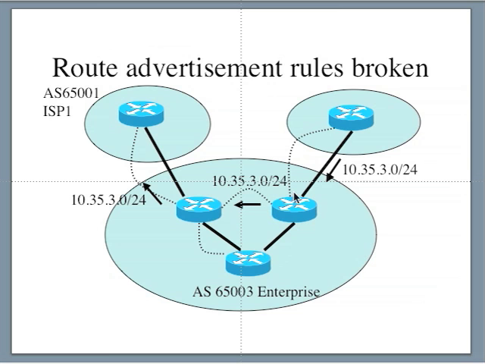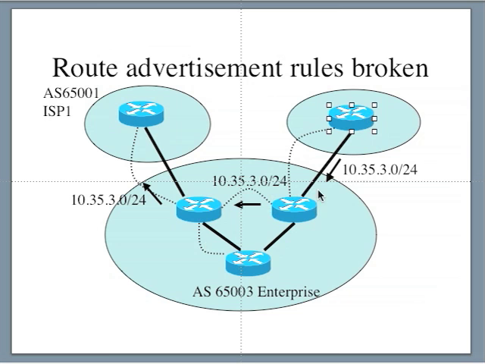Let's look at a route advertisement rule broken. Here, you think that this might work because every router is connected to the BGP domain. But we've got a problem. This router and this router do not have an iBGP connection. So you think that, hey, the route might get there through this iBGP connection and then come here through this iBGP connection. Well, it won't.